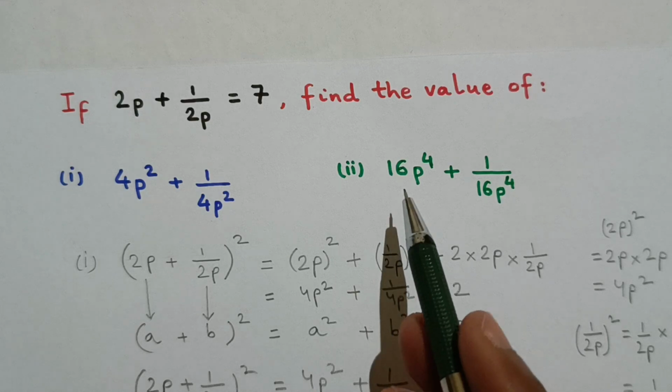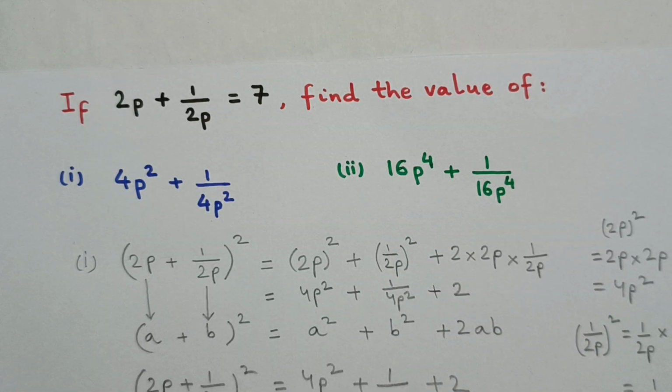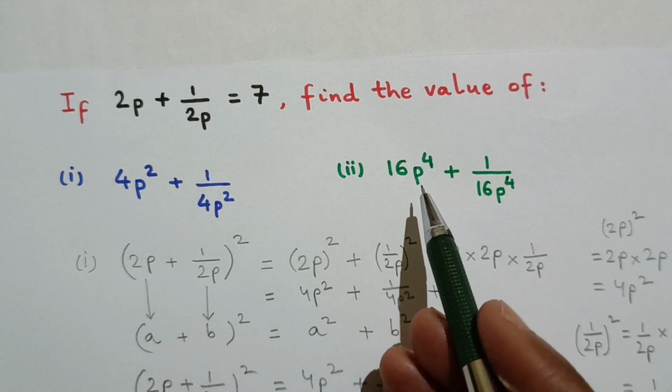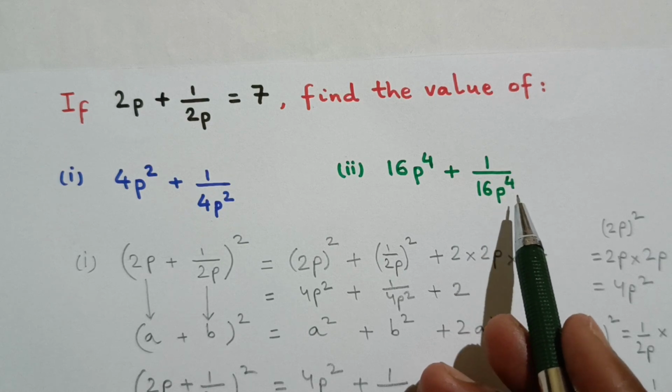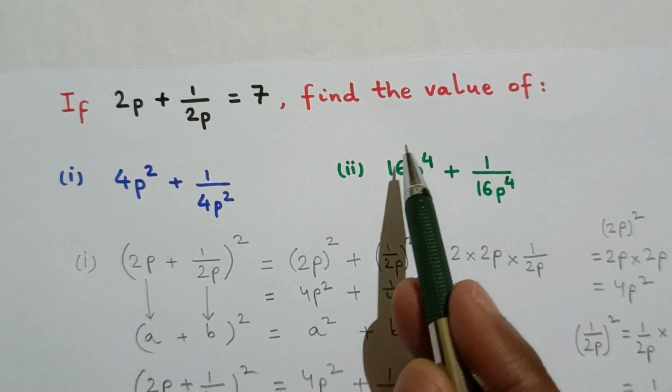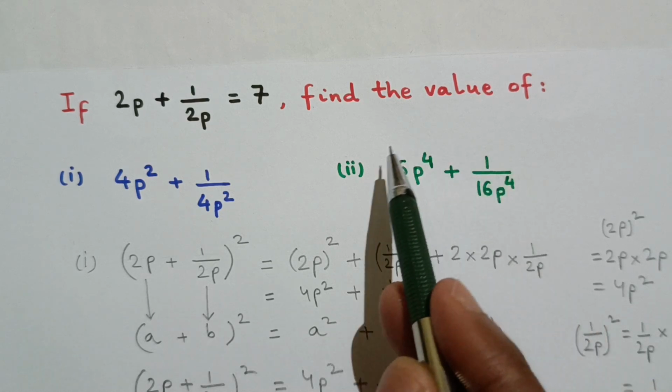Now let us go to question number 2. In question number 2 we have to find the value of 16p to the power 4 plus 1 upon 16p to the power 4. So what is the value of this expression?